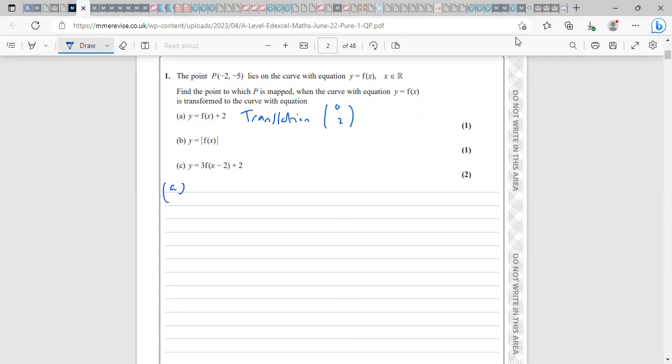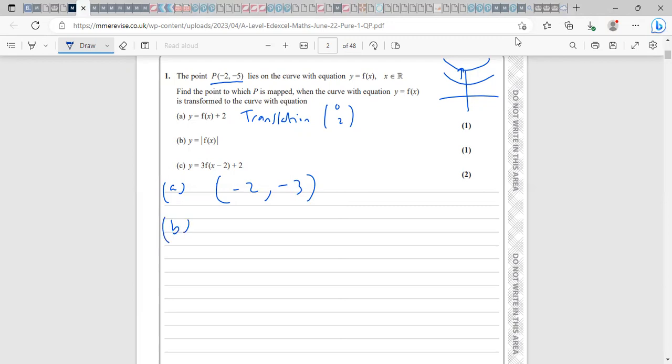So for part A, if you're shifting a function up by 2, you're shifting the y coordinates up by 2. This point P originally is (-2, -5). If you're shifting this point upwards, you're not changing the x coordinates, you're increasing the y coordinates by 2. So the new point P is going to be (-2, -3). You're adding 2 onto -5, and therefore you get -3. So (-2, -3) for part A.